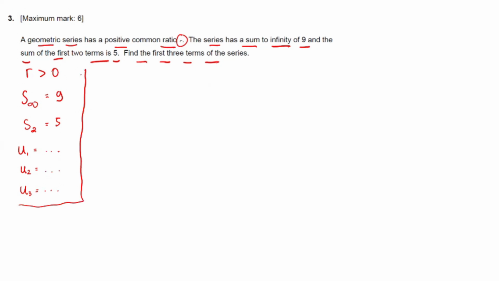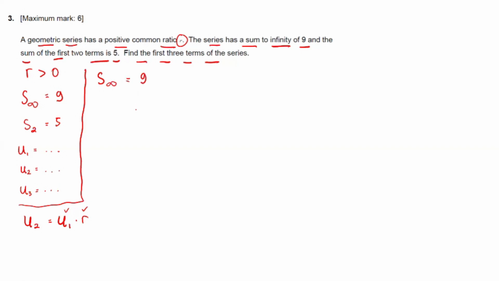So let's start from defining what is U1, what is U2, what is U3, right? Well, U1 is just the first term, right? And then U2 is basically just U1 times the ratio. So if we know what is U1, if we know what is the ratio, then we can find what is U2 and also U3. Okay, so our objective here is to find what is U1 and what is r.